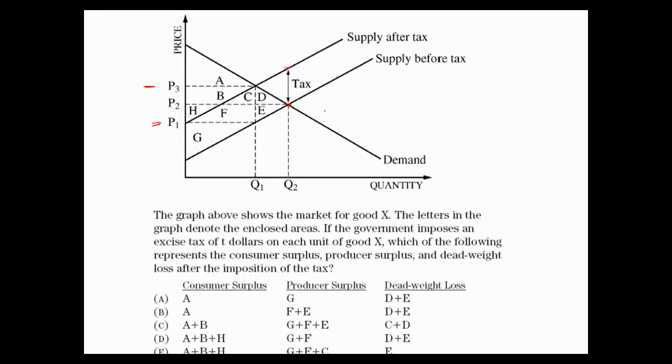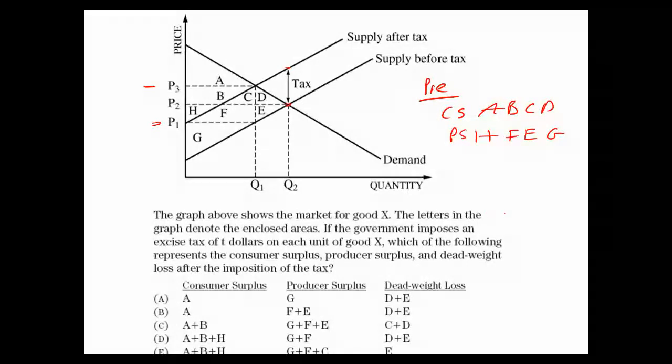Now, pre-taxes, consumer surplus is A, B, C, and D. Producer surplus is H, F, E, and G. That's pre-taxes. Now they're asking about post-taxes.